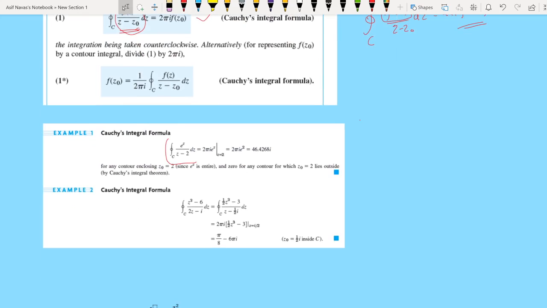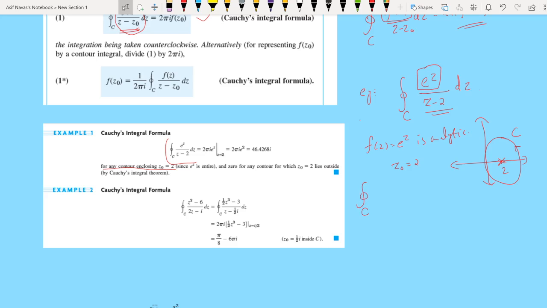So consider an example. You have to calculate the integral over C of e raised to z by z minus 2 dz, for any contour enclosing z naught equal to 2. Suppose our contour, a simple closed curve, encloses 2. Suppose this is our C. Then by Cauchy integral formula, the numerator part is e raised to z, so f of z equal to e raised to z is analytic. Now what is z naught here? z naught is 2, and 2 is inside the contour.